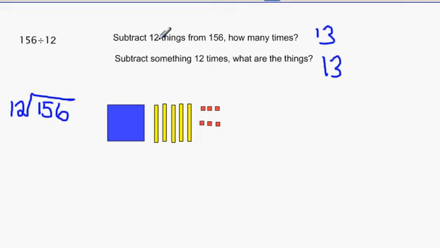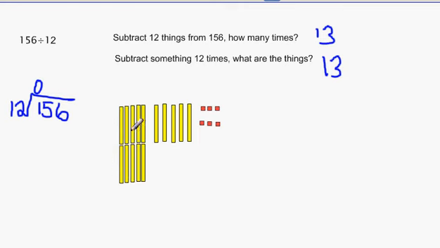So here we go. Can I subtract 12 flats from here? And the answer is no. I can't subtract 12 flats from 1 flat, so I put my 0 up here. Then I'd have to take my flat and rename it, or break it down, into 10 of my rods. And so there's my 10 rods. So now I have a total of 15 rods.